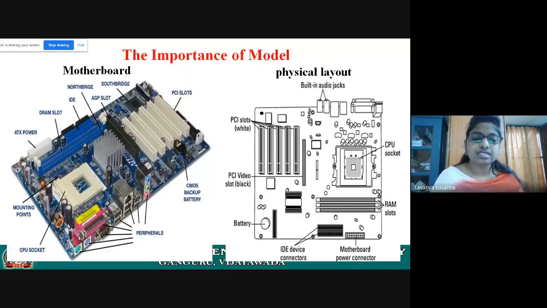Just, you know this motherboard, right? You have seen it in the IT workshop. I won't explain all these things. Here is the CPU socket, where you are going to insert the processor, and these are the main memory slots.